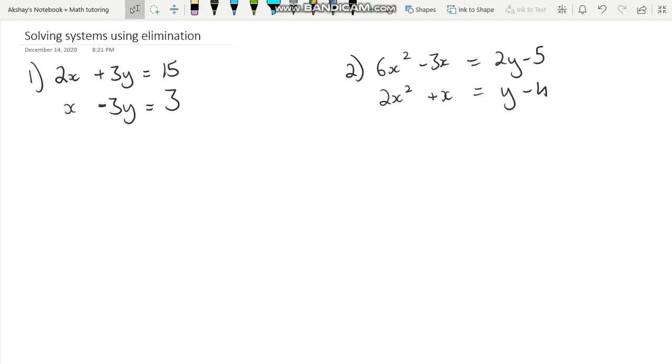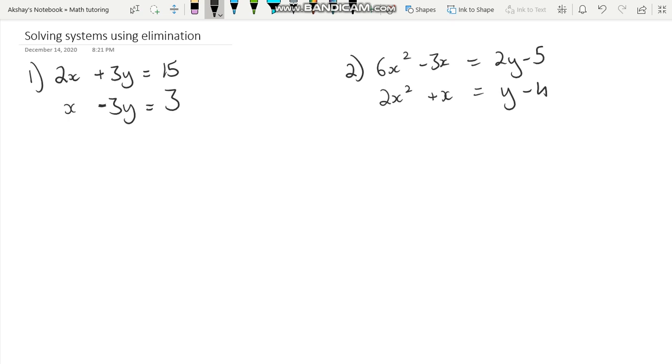So in this video, we're going to be looking at solving systems of equations using elimination. All right, so jumping into our first question, we're asked to solve 2x plus 3y is equal to 15 and x minus 3y is equal to 3. We're asked to find the intersection point of these two functions.